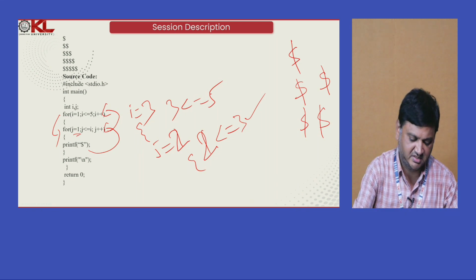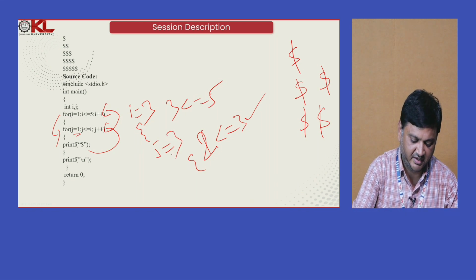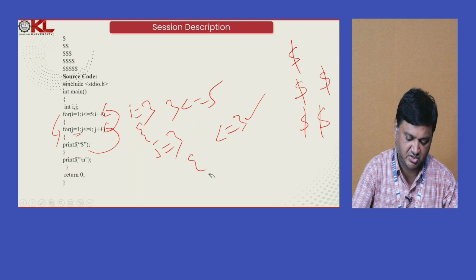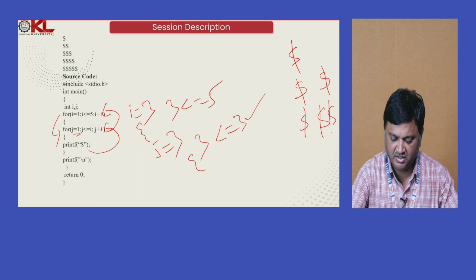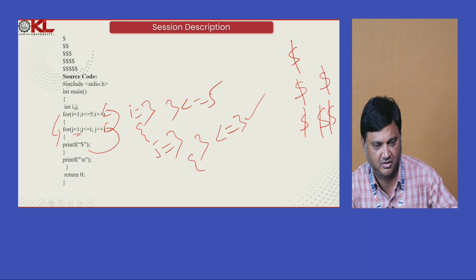Yes, my dear students, your answer is right. The j value will be incremented. Your j value is 3, and the condition is also satisfied. So the third dollar is printed on the screen. Now tell me, what is the next step?